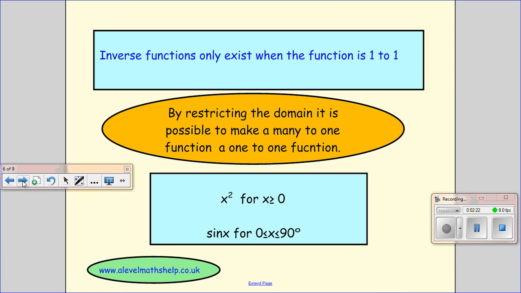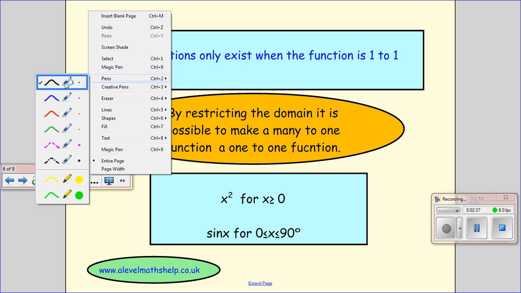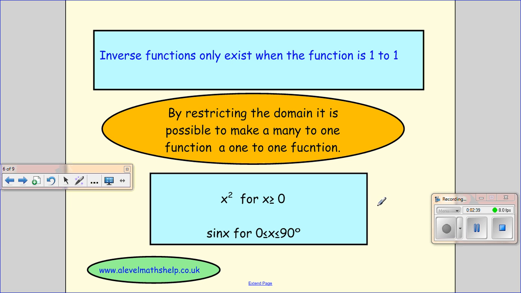Now, as we've already said, it's important that you have a one-to-one function. Now, it is possible by restricting the domain to make a many-to-one function into a one-to-one function. You can't do that yourself, but if the question limits the domain, then it's possible to find the inverse.